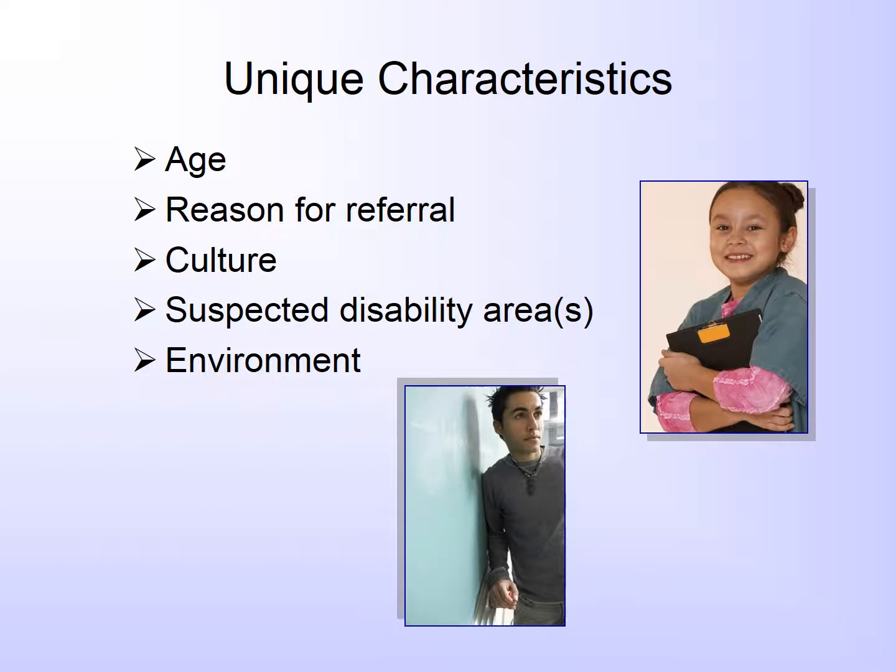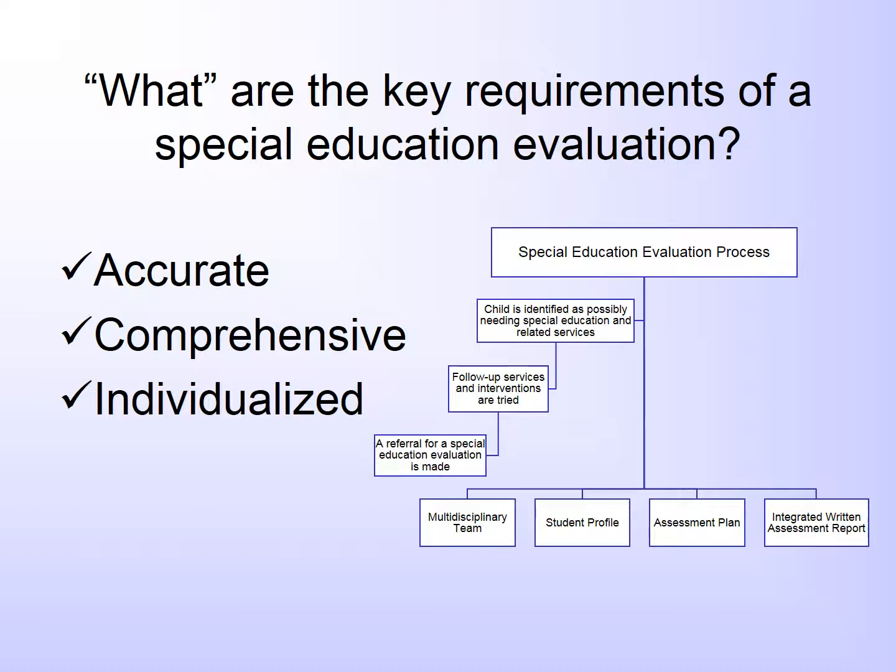Richard, Susanna, and Kevin have many unique characteristics. Listed on this slide are a few of the possible characteristics that will make the special education evaluation individualized for each of these students. Even though each evaluation may vary depending on what disability is suspected or what difficulties a child may be showing, there are specific requirements that a special education evaluation must adhere to.